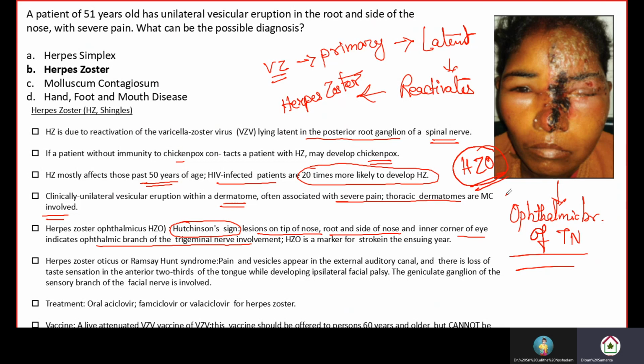But for this picture, we must understand that this is Hutchinson's sign: lesions on the tip of the nose, root and side of the nose, and inner corner of the eye. This is the inner corner of the eye. It indicates ophthalmic branch of trigeminal nerve involvement.